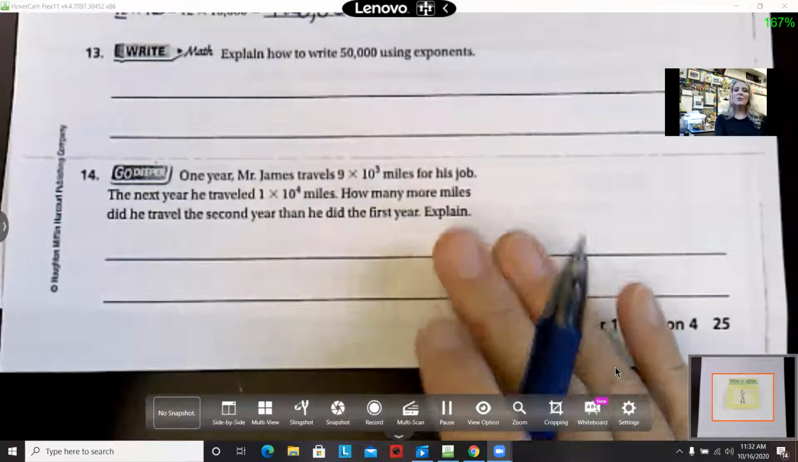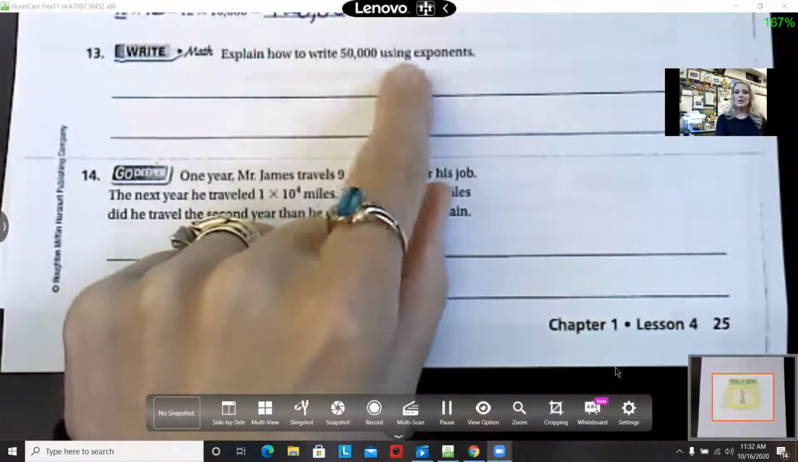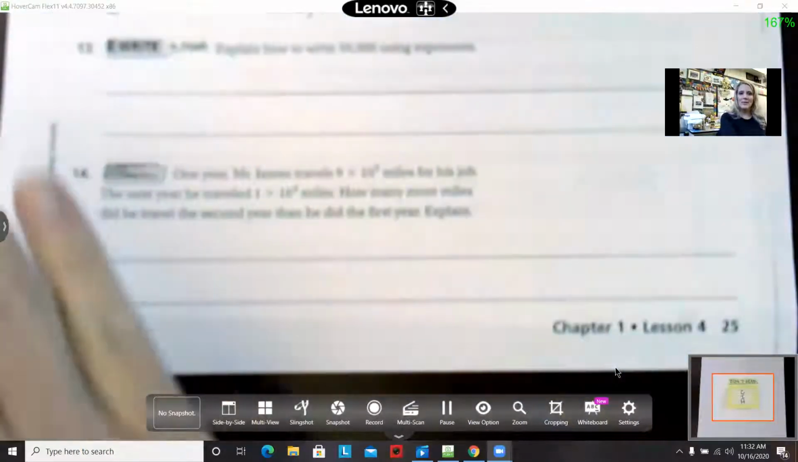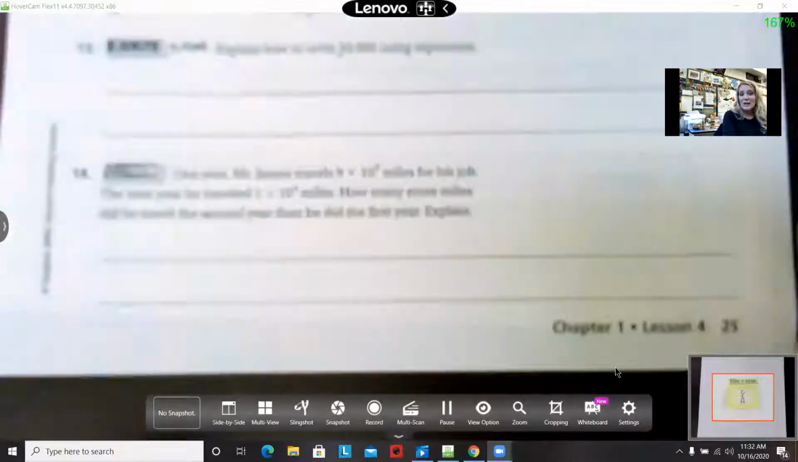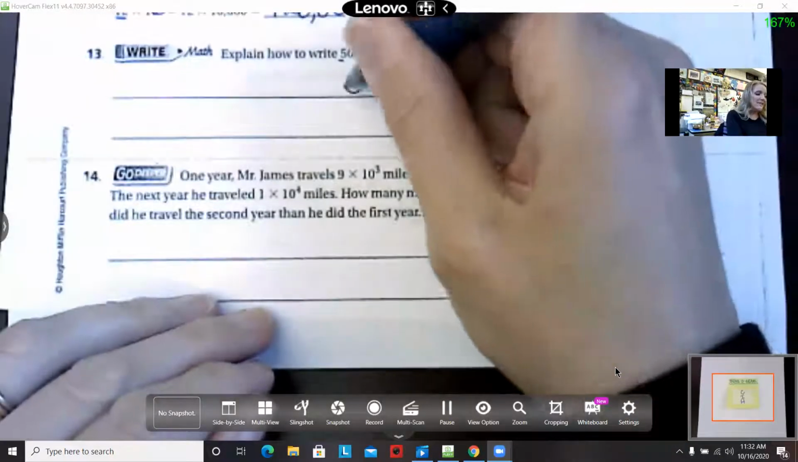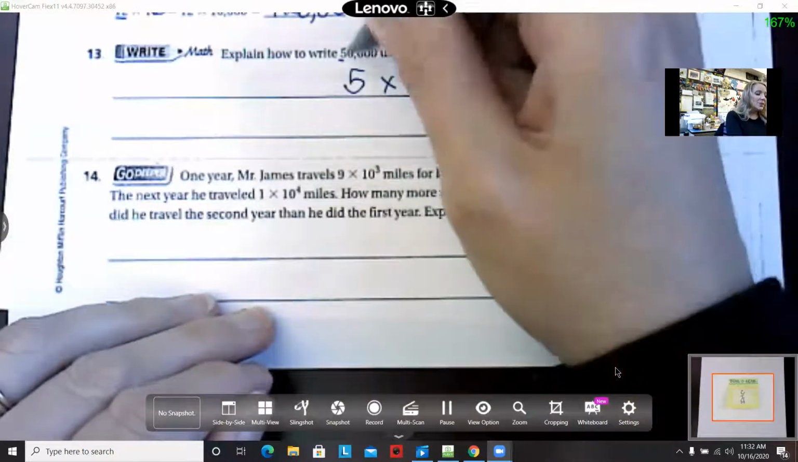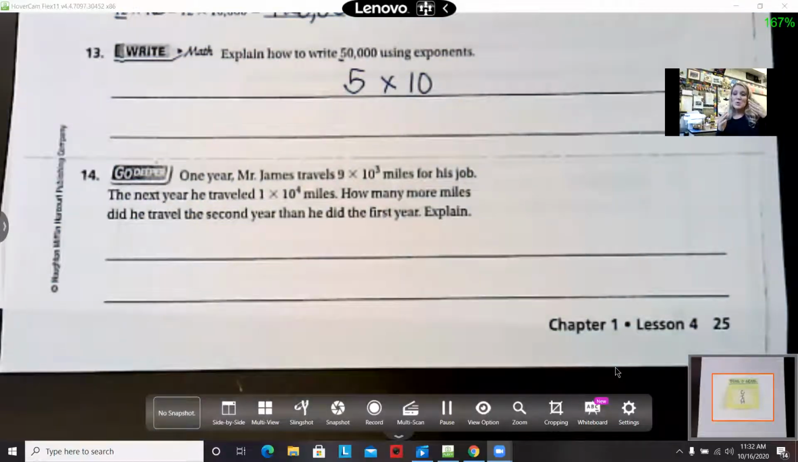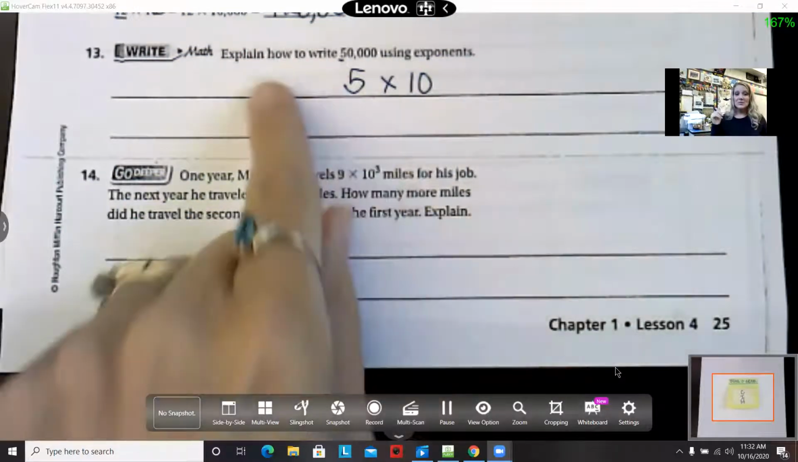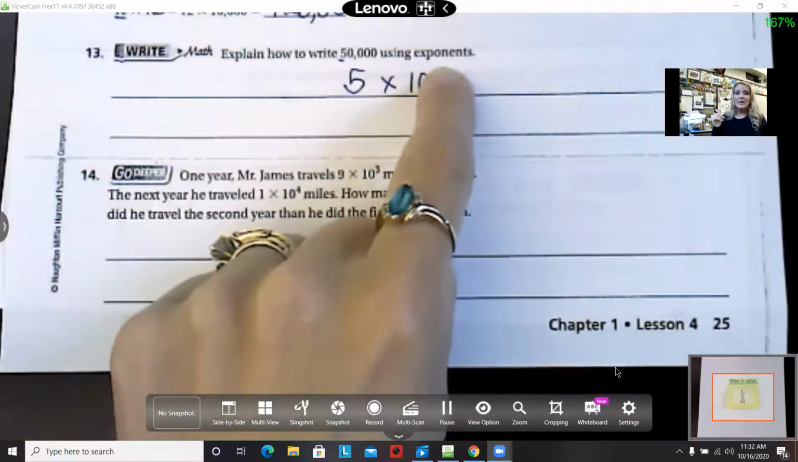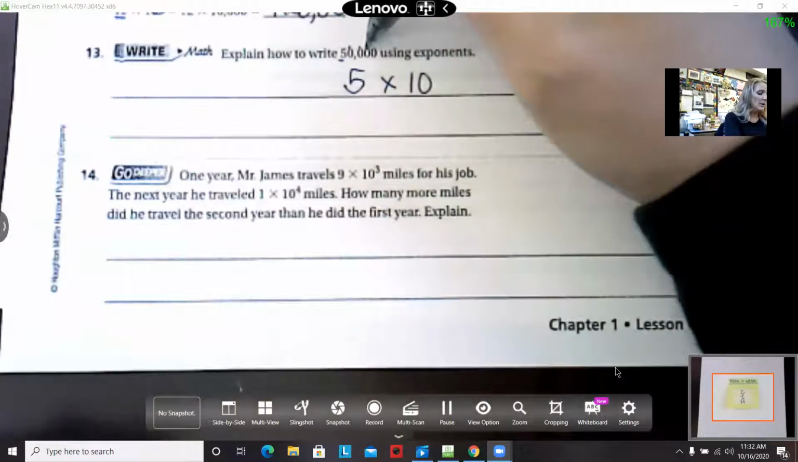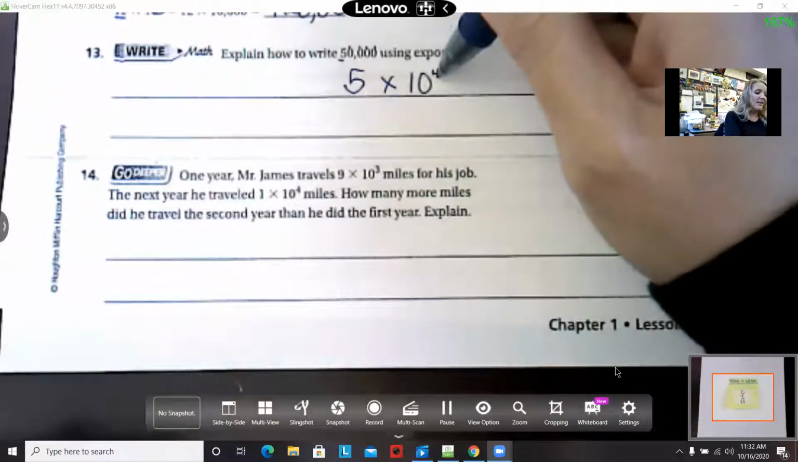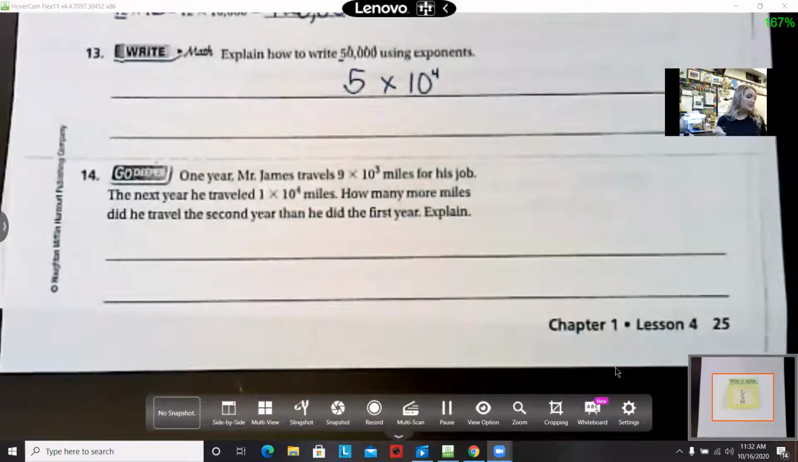Okay, how would I write 50,000 using exponents? Come on, focus here. There we go, a little bit better. Okay, so we're just going to take that whole number 5. Let's just copy it down. Times, the rest are all zeros, so it's 10 to the what power? It's not just 5 times 10. I need to put a little exponent here, and we just count the zeros. 1, 2, 3, 4. So it's 5 times 10 to the 4th power. It's that simple.